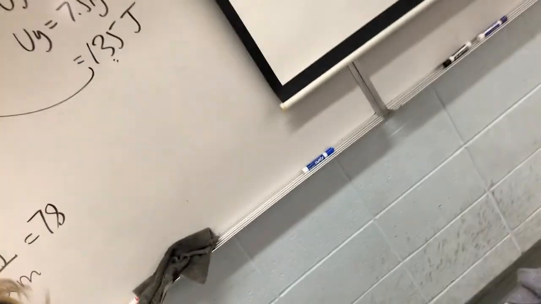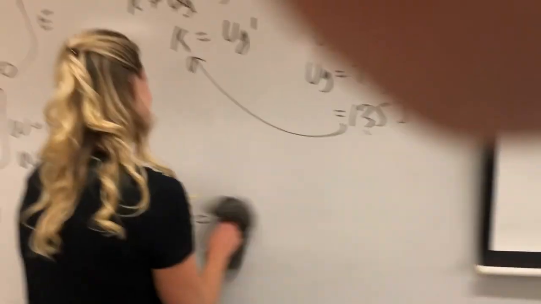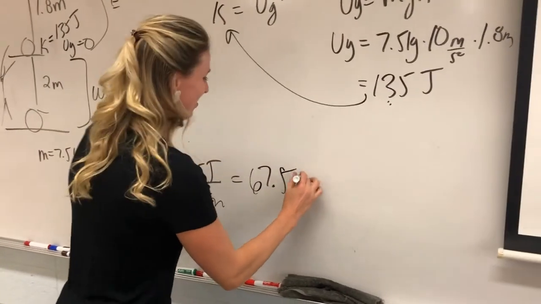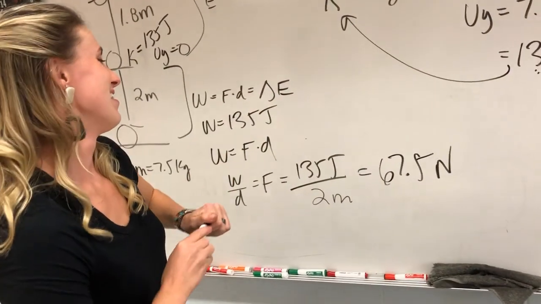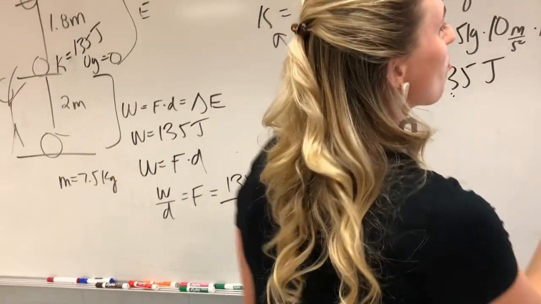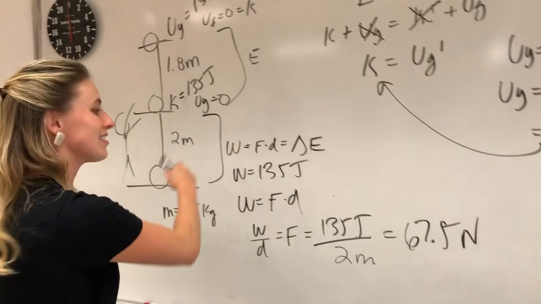Shall I check the work? 135 divided by 2, and I get 67.5. I never make mistakes. 67.5. So basically we can know a lot of things, which leads us to be able to calculate a lot of things.